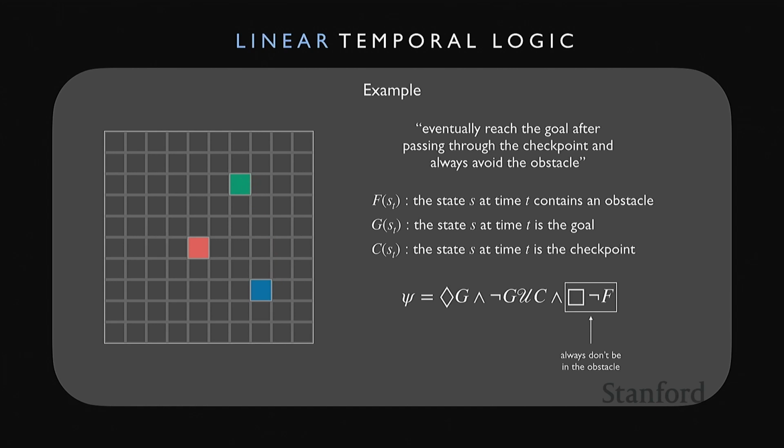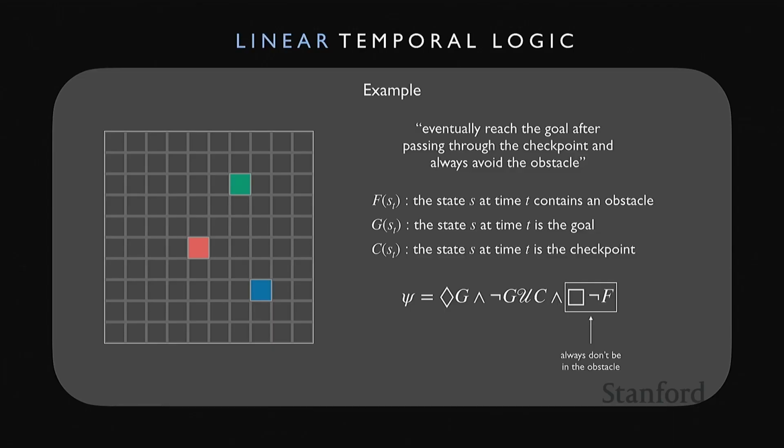Let me think about it. My first instinct would be that you might need to use signal temporal logic for it, but I'd have to think about that. It might be possible, it's just not immediately obvious to me how you do it. Okay. So here's an example of a trajectory that would satisfy this. We passed through the checkpoint and we reached the goal and we never hit the obstacle.